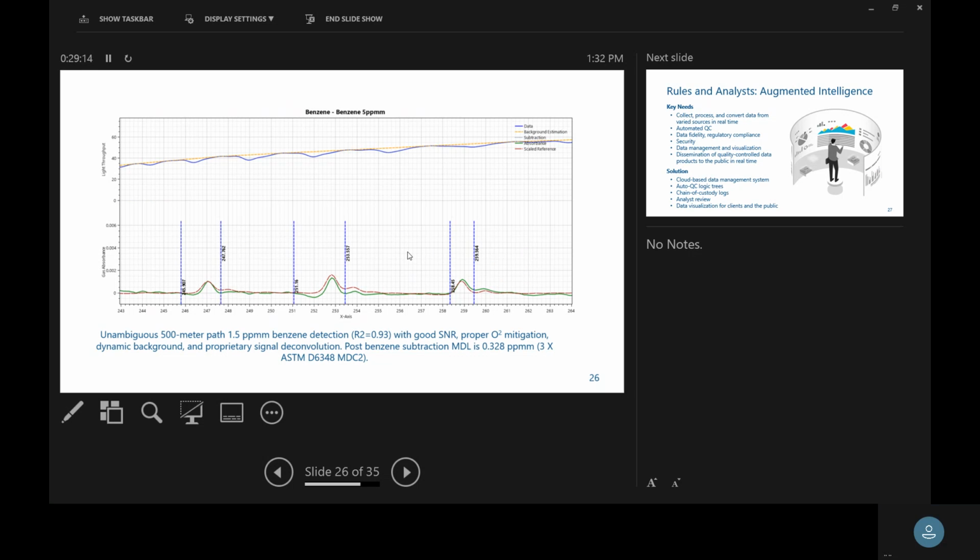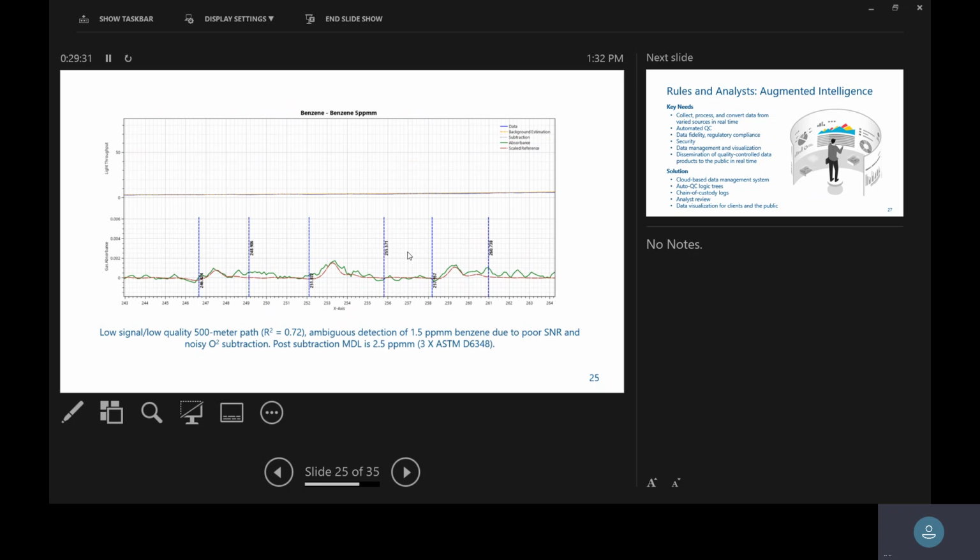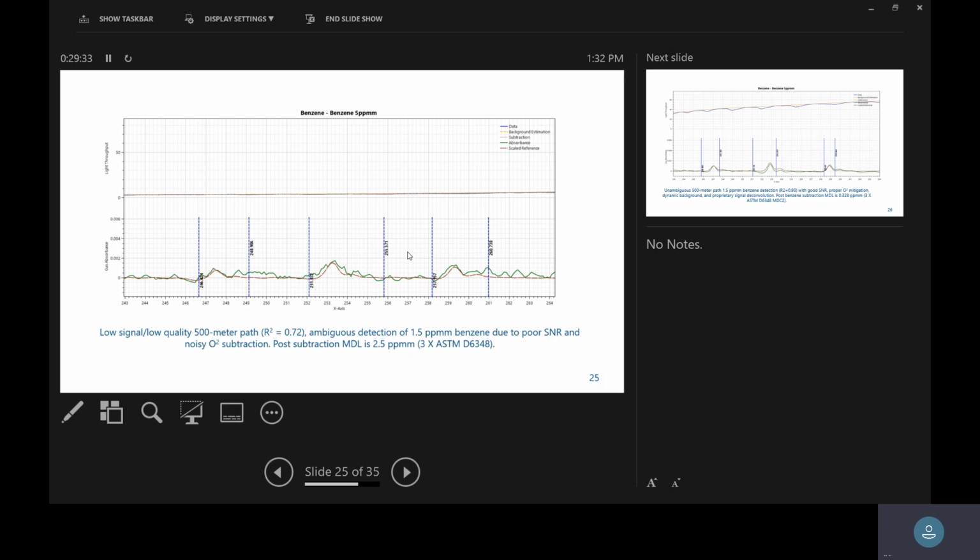And here's benzene again. That is a good detect. R squared 0.93. So you can see again here that the noise in the signal is much lower, and so there's a higher level of confidence from the map. So, do we look at that previous one and say, yeah, it's probably there? Well, you could in one case. It depends on the predetermined threshold, the level of confidence that you want to have in the detection.